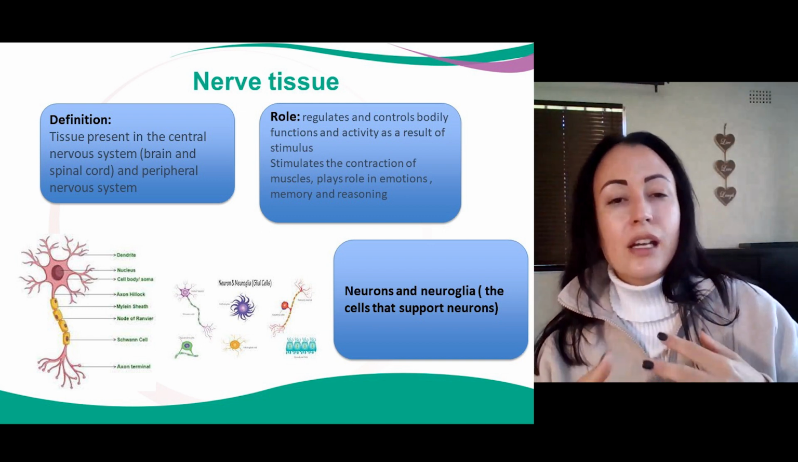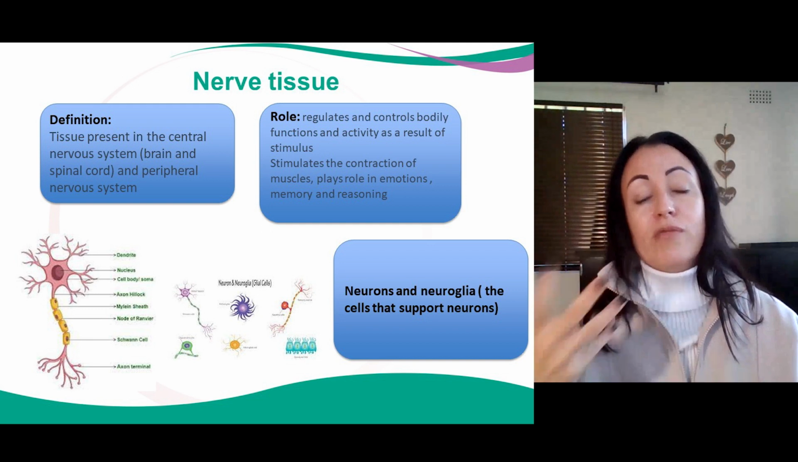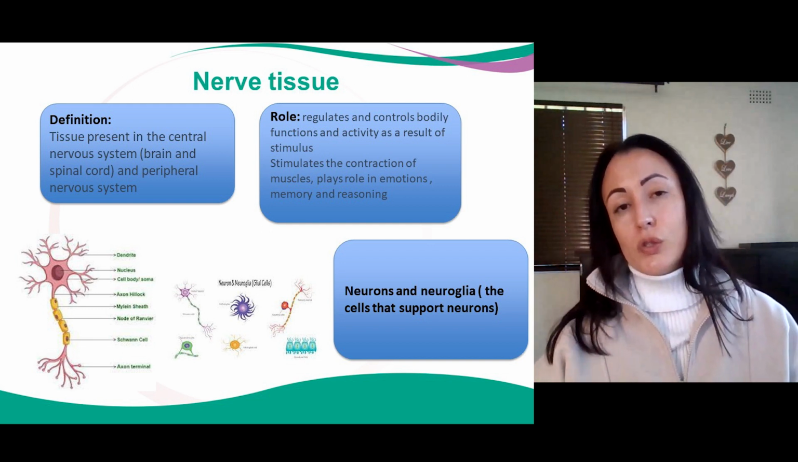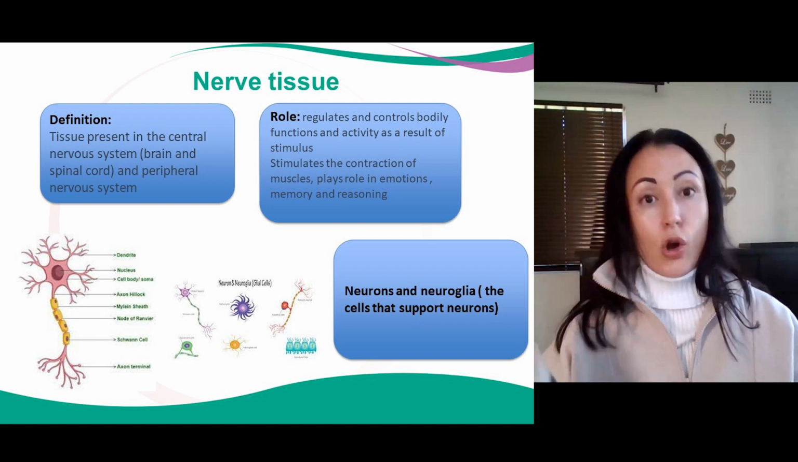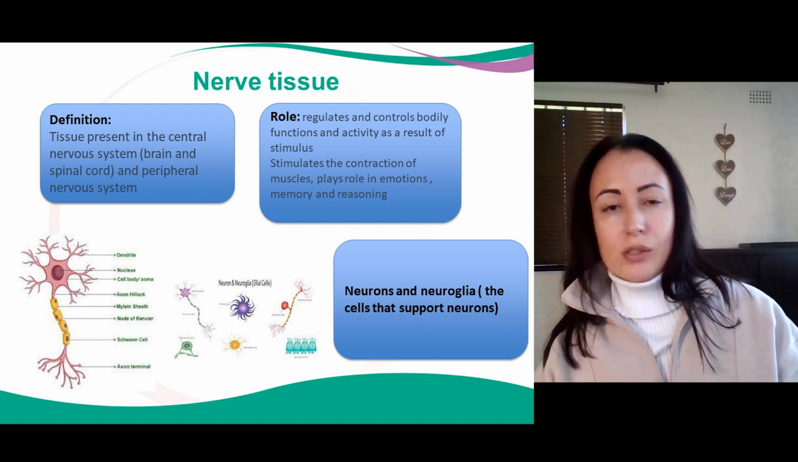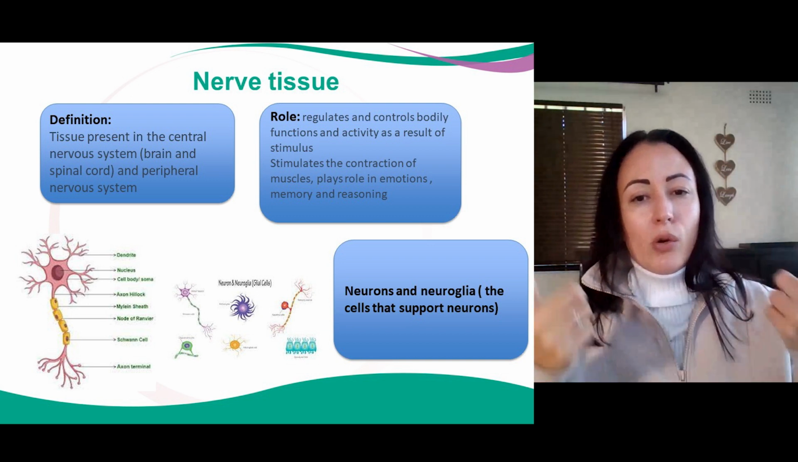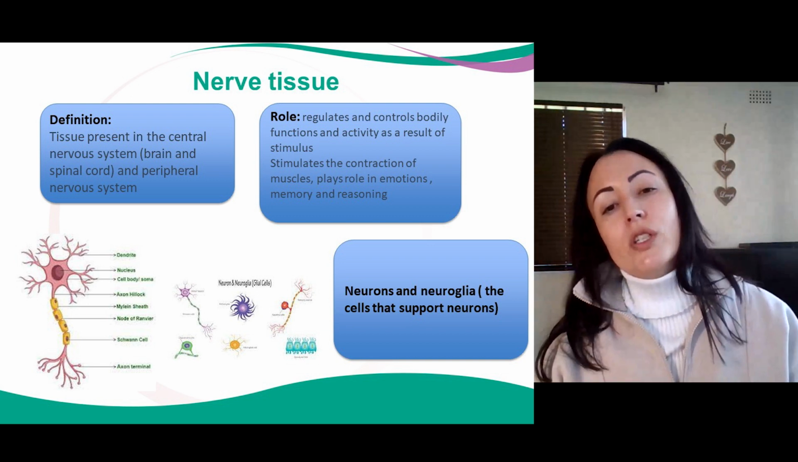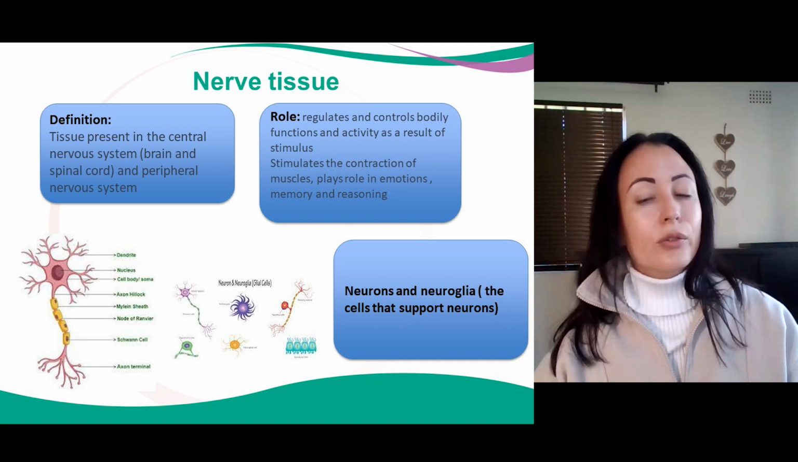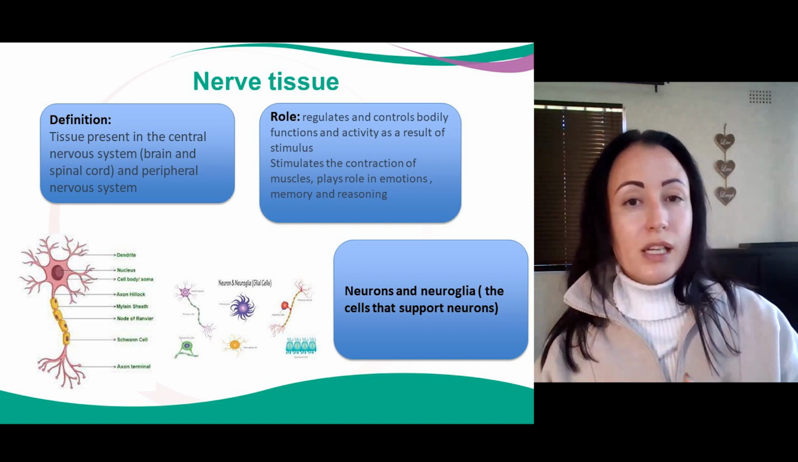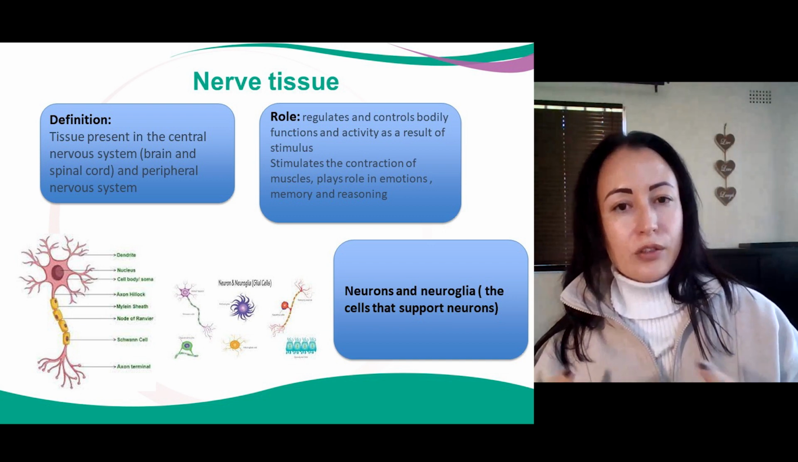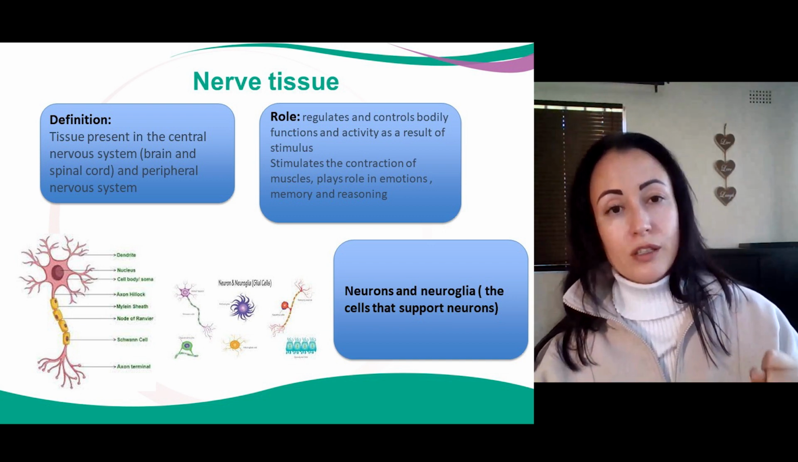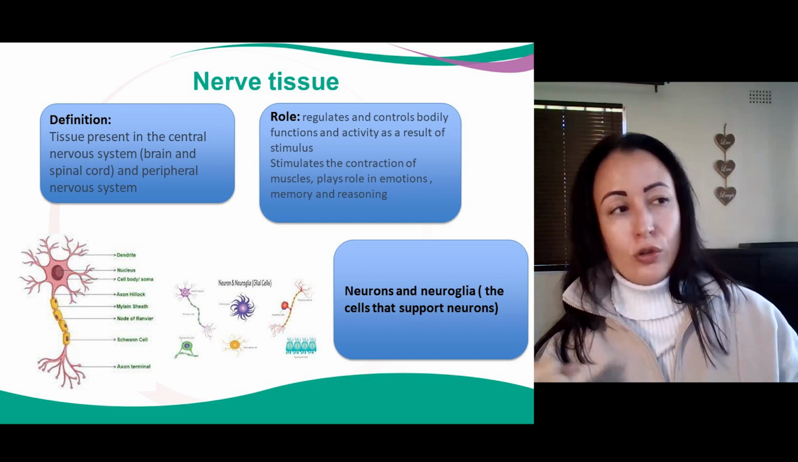And it also can stimulate the contraction of muscles, like I was saying, reacting to a certain stimulus, telling you to move. It's dangerous, it's hot, it's cold, you're going to bump your head or something like that. And it also plays a role in emotions and memory and reasoning. If you had to go into more detail about the brain and the different lobes, you would understand the different roles of the different kinds of nerves and parts of your brain.